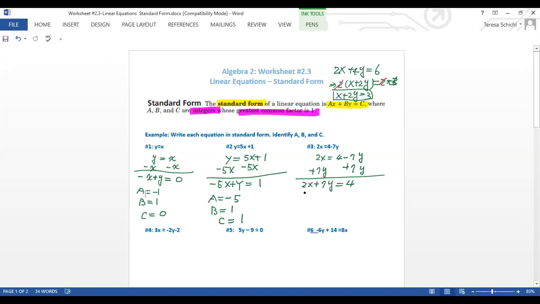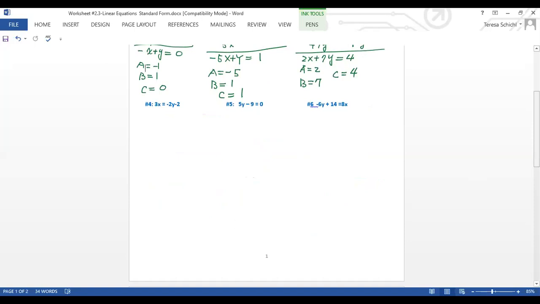So what is A? A is the constant in front of x, so it's 2. What is B? B is the constant in front of y, it's 7. So what is C? C is on the right-hand side. What is that? It's 4. Good. Now let's take a look at the other 3.